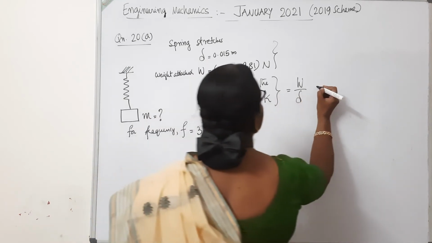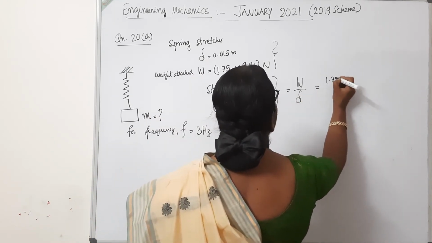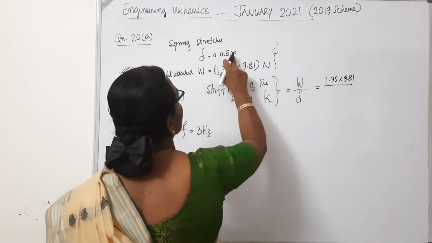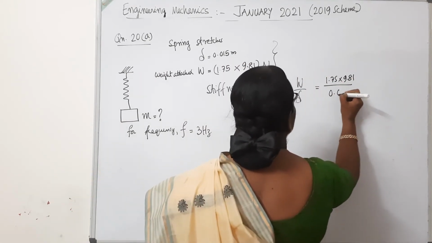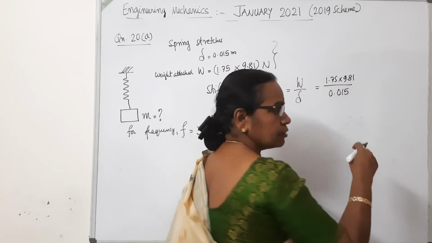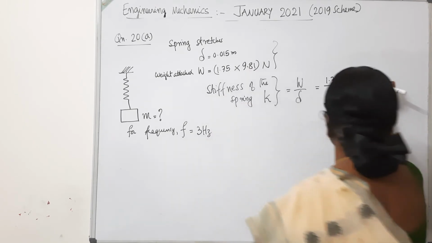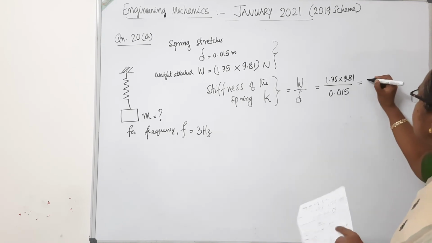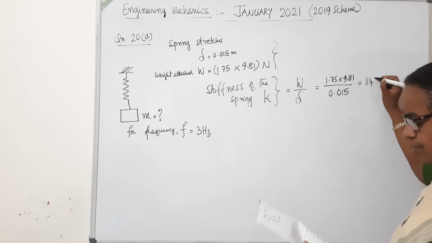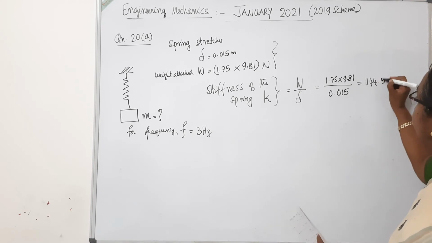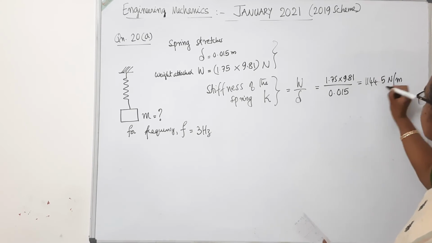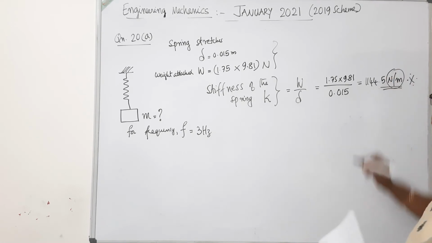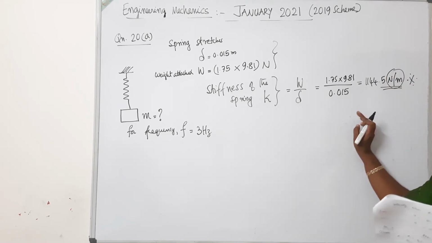So W by delta, let us see. W is 1.75 into 9.81 divided by deformation 0.015. It is given in the question as meter, so it's okay, easy. Otherwise, we have to convert it into meter. This will work out to 114.5 Newton per meter. This unit should always be Newton per meter. So we have got the stiffness of the spring.